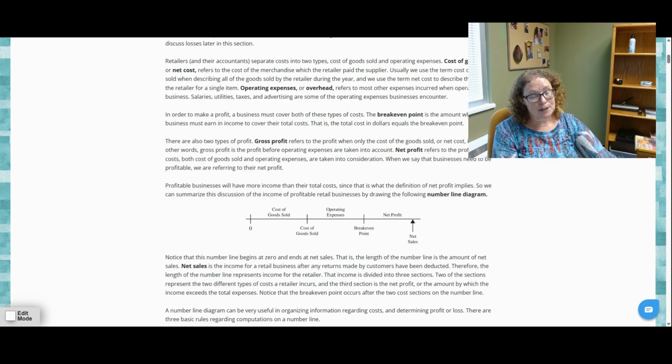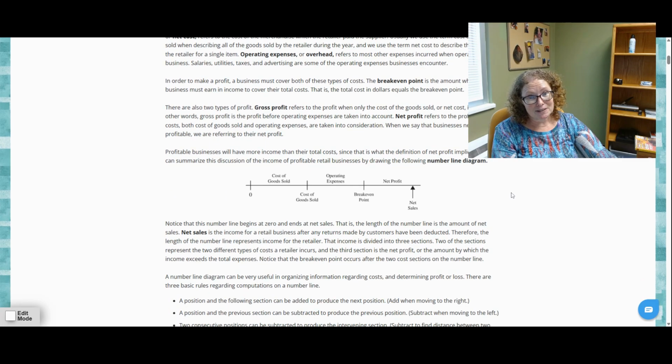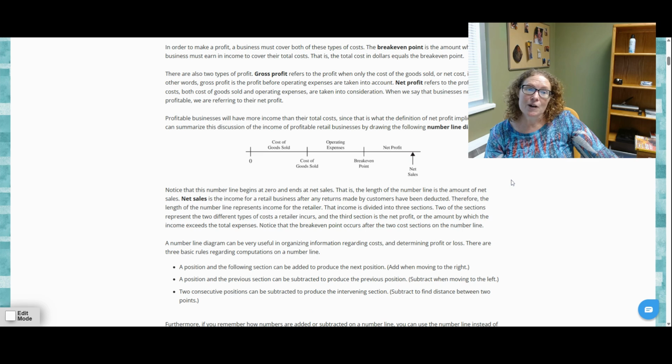Then we look at the two types of profit. We have gross profit and we have net profit. So gross profit is before the operating expenses are taken into account. So that's really not what we want to see. We really want to see the net profit, because that's after we've taken into consideration the overhead.